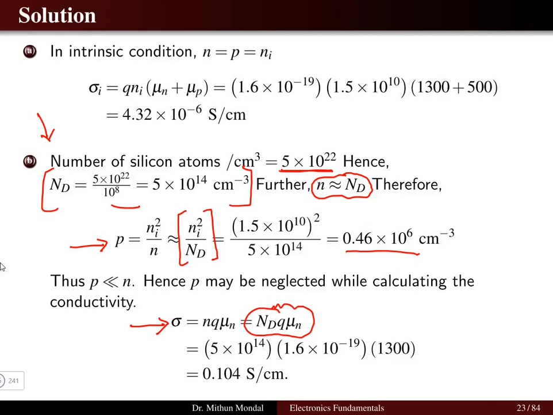Here, the Nd value we have already computed as 5 into 10 to the power 14. And the charge on the electron we know is 1.6 into 10 to the power minus 19. Mobility given is 1300 for electron. So we'll get the conductivity as 0.104 Siemens per centimeter.